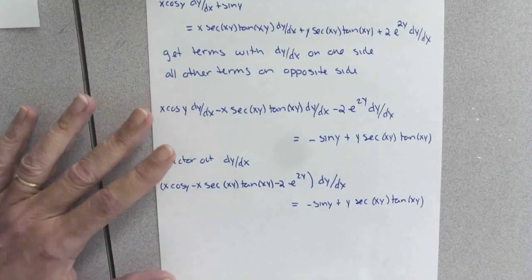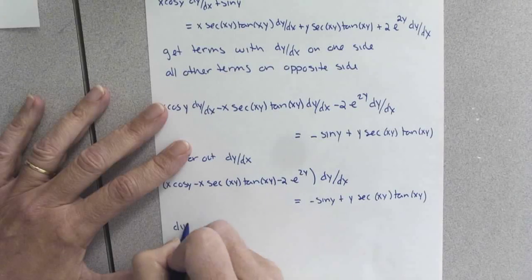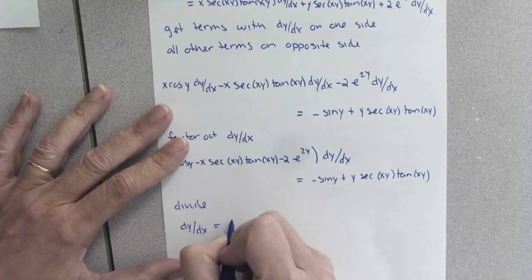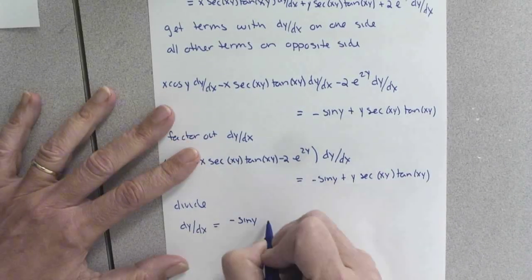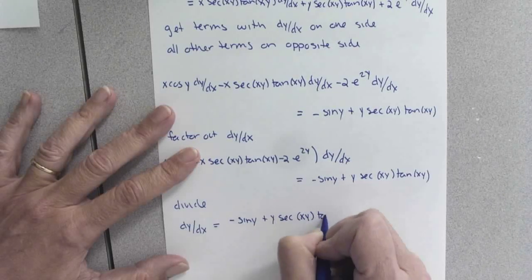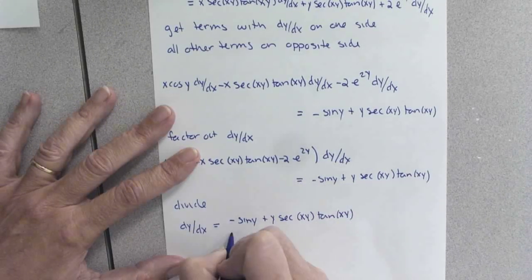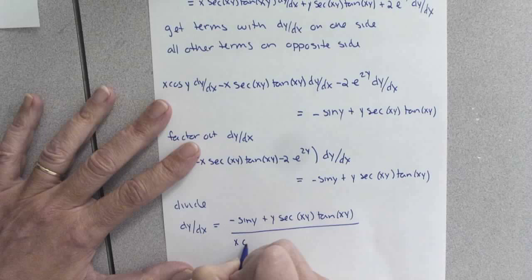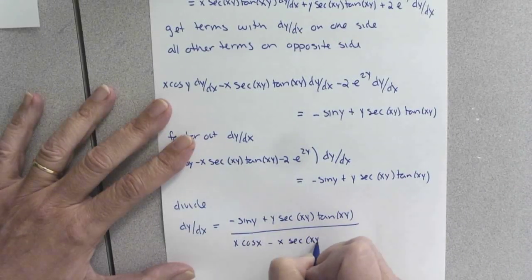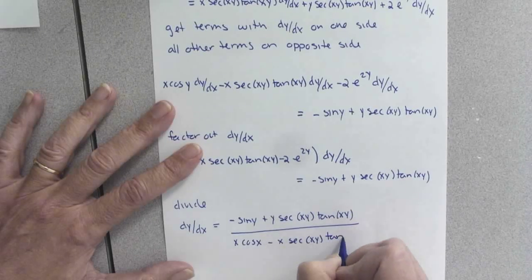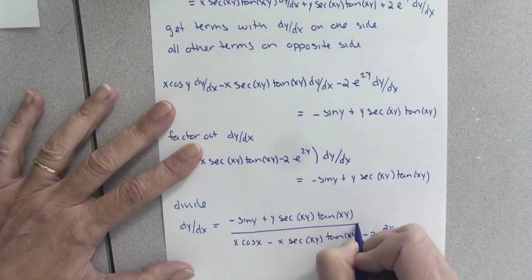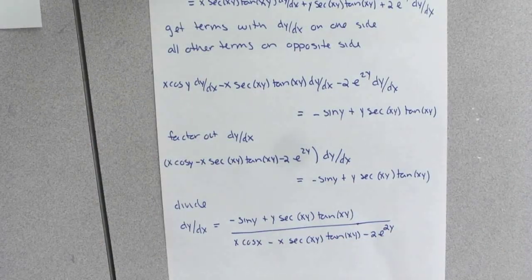And lastly, divide. So I'm going to have dy/dx equals negative sine y plus y secant xy tangent xy, divided by x cosine y minus x secant xy tangent xy minus 2 e to the 2y. And there's my implicit derivative.